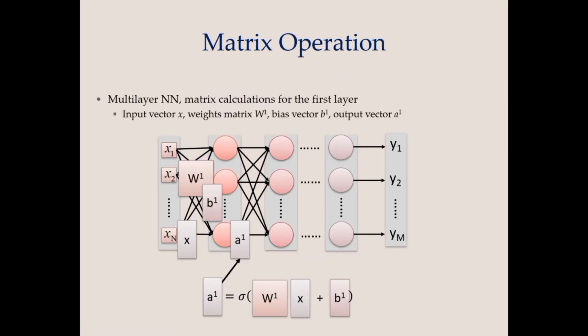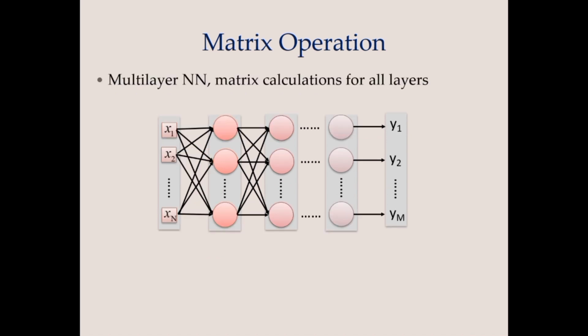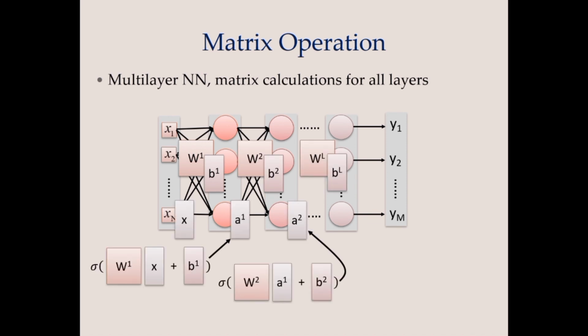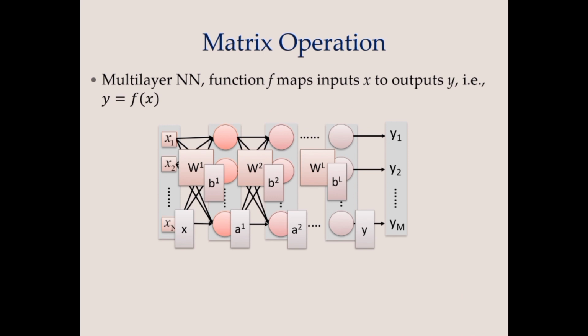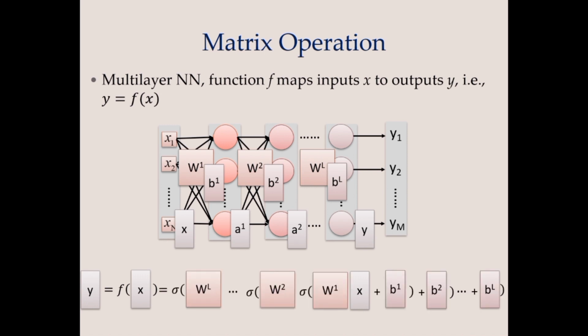Multi-layer neural network: matrix calculation for the first layer. The inputs are from 1 up to n, so there are n inputs. The input is x, the weight matrix is w1, the bias vector is b1, and the output vector is a1. This is how the matrix is calculated for the first layer, and the same is done for all the layers, a1, a2 up to y. For this multi-layer neural network, the function f maps the input x to the output y, so y equals f of x. This is how the process is done.